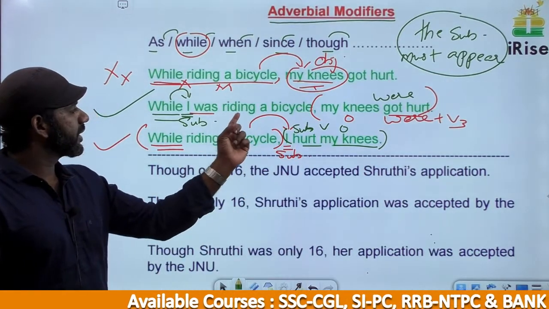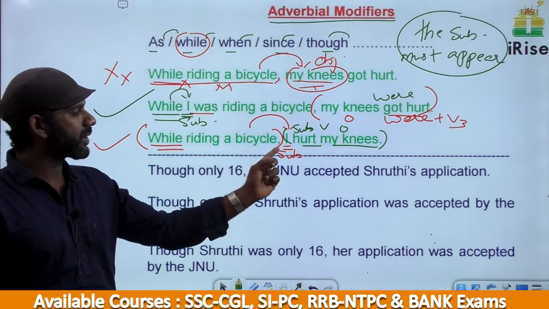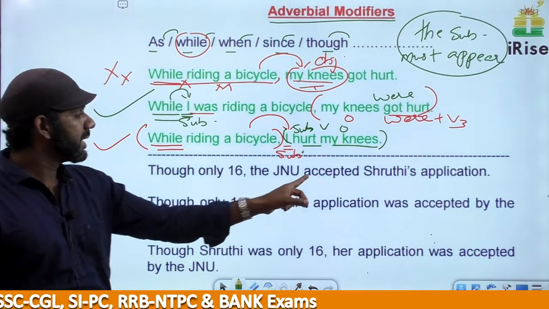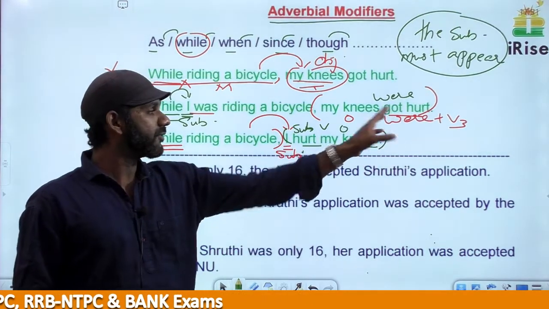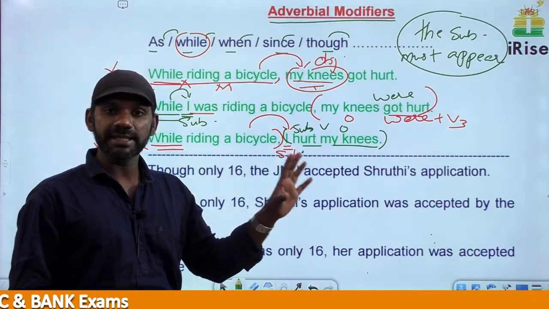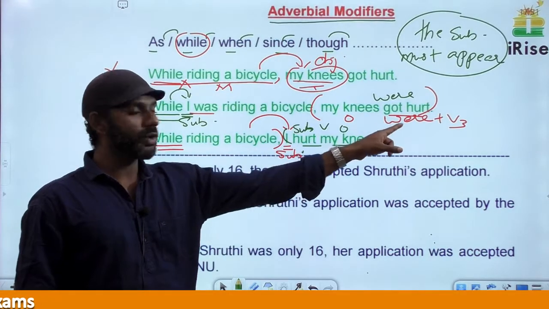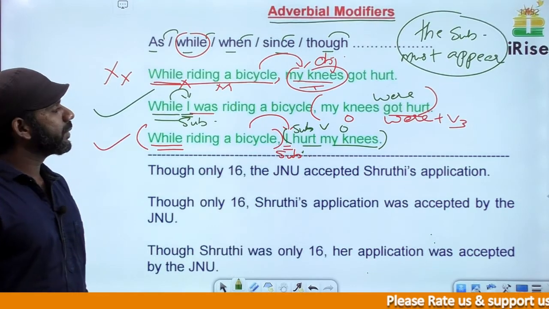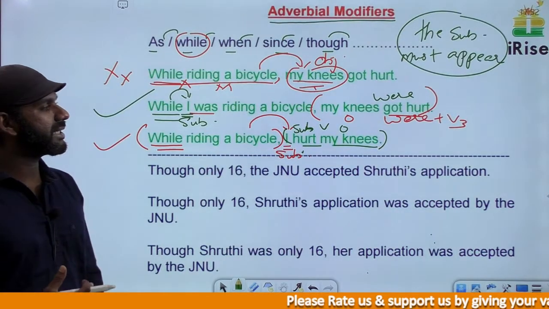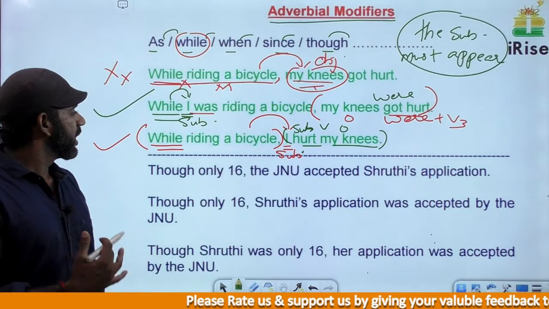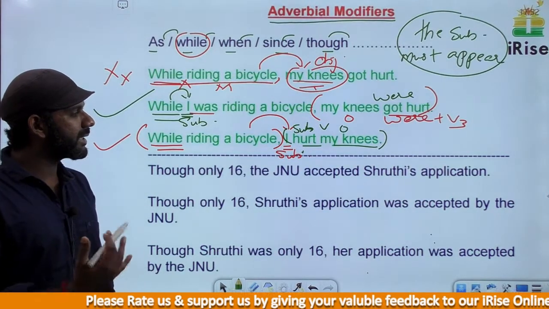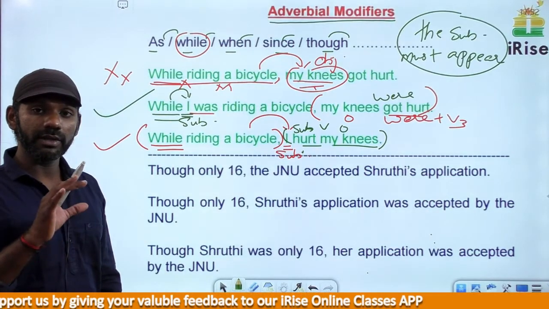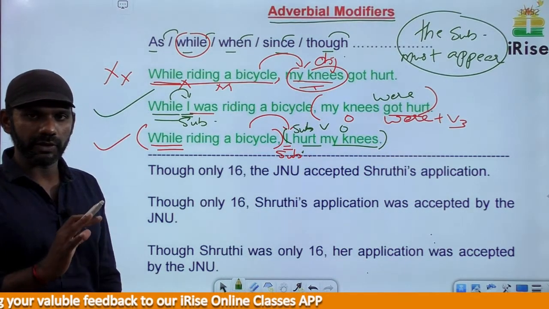The only thing is, the first one is in the passive voice, the second one is in the active voice, subject, verb, object. Hurt is V2 here, because when you convert a sentence from one voice to the other, the tense and the category must remain the same. In the passive voice, simple past. In the active voice also, it must be simple past. So while I was riding a bicycle, comma, my niece got hurt, passive voice. While riding a bicycle, comma, I hurt my niece, active voice. Clear? And voice is only for a main clause, not for a subordinate clause.